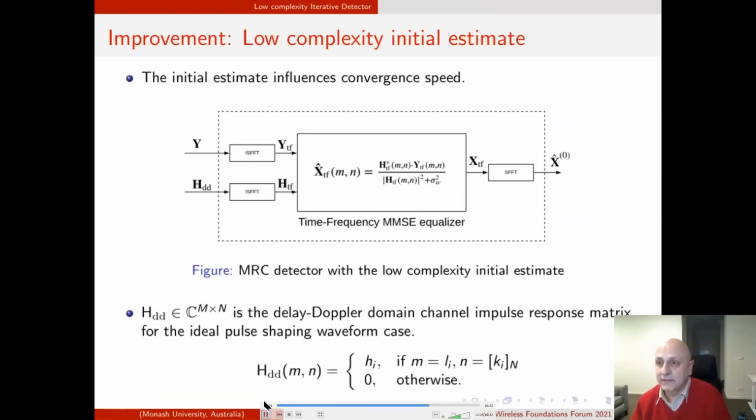This algorithm is iterative in nature and benefits from having a good initial point to start from. This initial estimate can be performed in the time frequency domain by a single tap equalization, which we know is affected by interference. But it gives a good starting point for the iterative algorithm to converge faster.